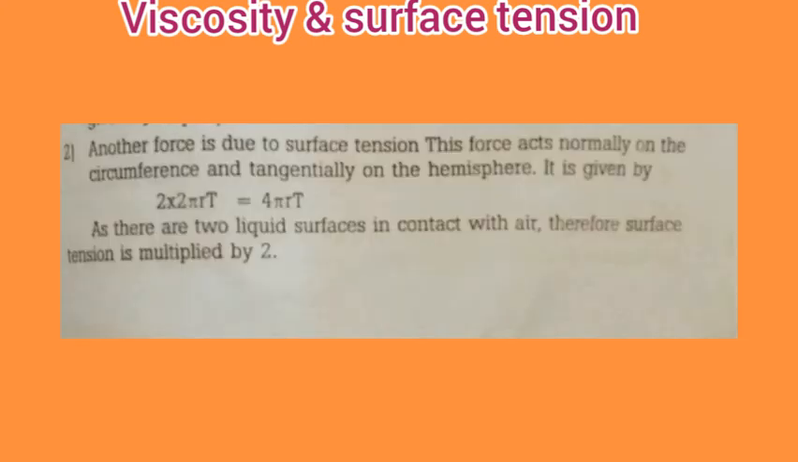Another force is due to surface tension. This force acts normally on the circumference and tangentially on the hemisphere. It is given by 2 into 2 pi rT, which is equal to 4 pi rT. As there are two liquid surfaces in contact with air, the surface tension is multiplied by 2.